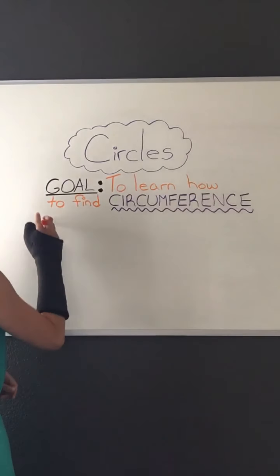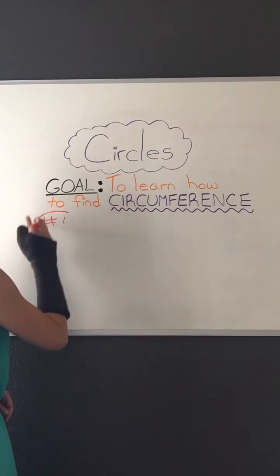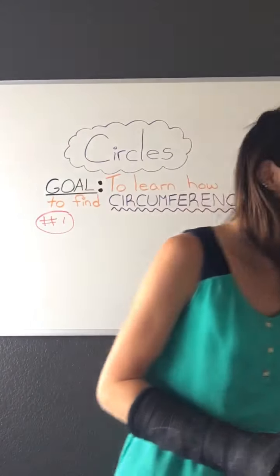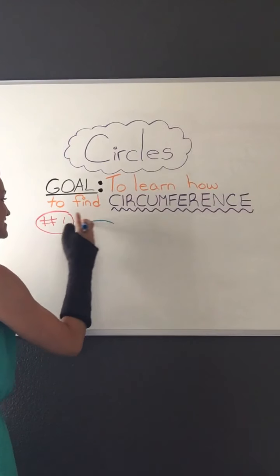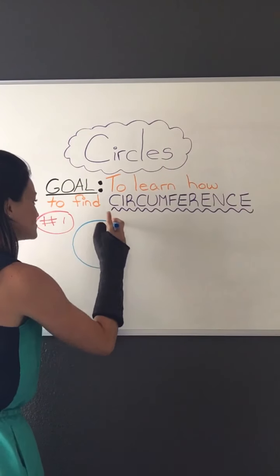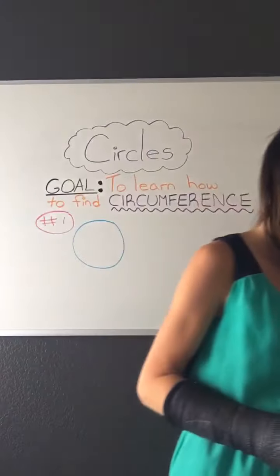So I'm going to start again with usual number 1. I'm going to make myself a nice circle. Once again, you can feel free to make it as big or as small as you want. Okay, so we have a circle.